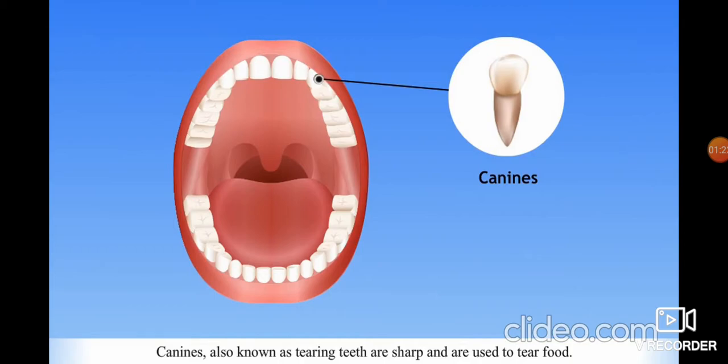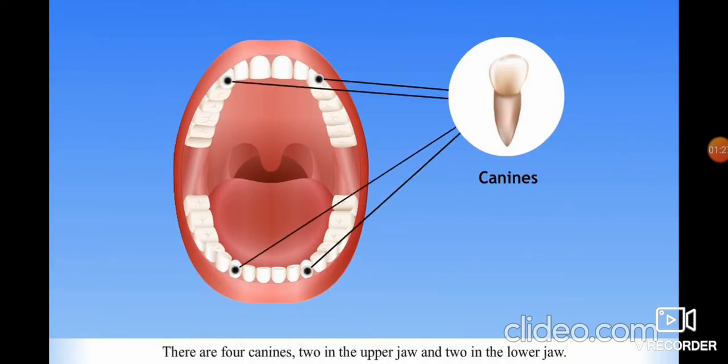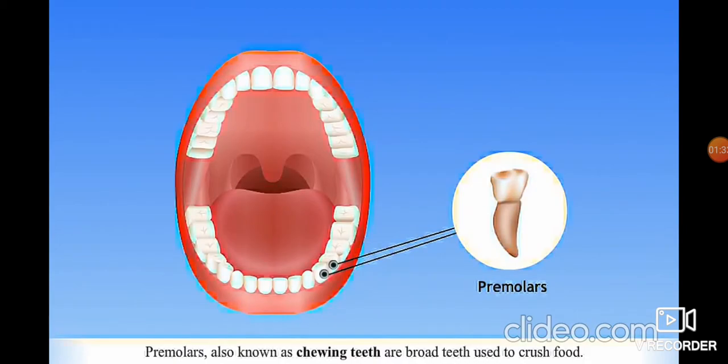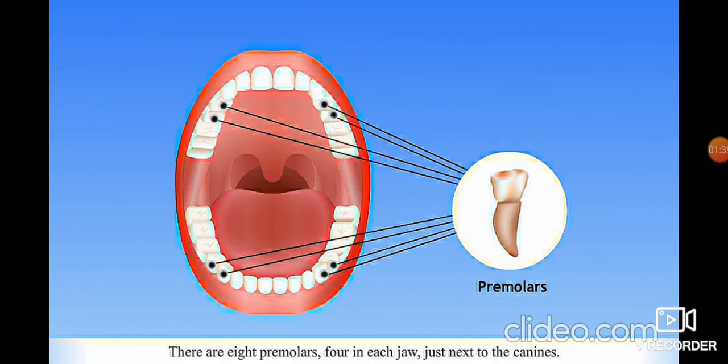Second, canines. We also call them tearing teeth. These are very sharp and used to tear the food. These are 4 in number in total, 2 in the upper jaw and 2 in the lower jaw. Adjacent to canines, we have premolars. We call them chewing teeth. There are 8 premolars, 4 in each jaw, and they crush the food.